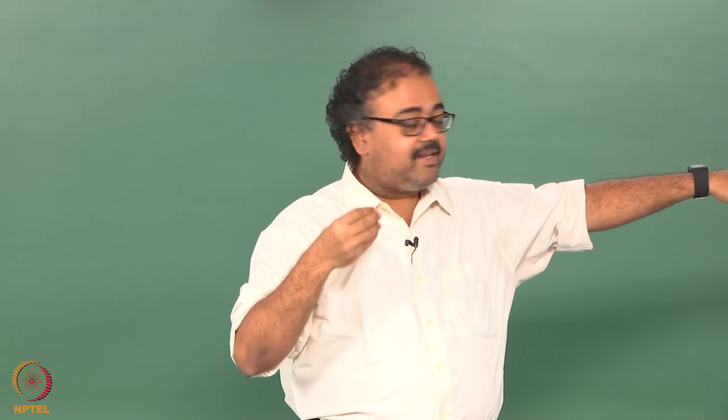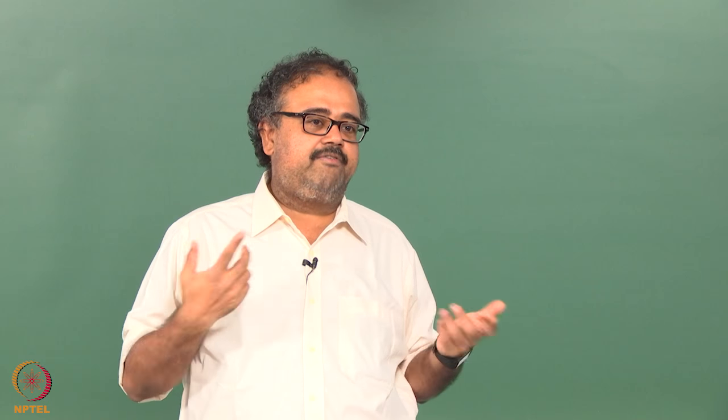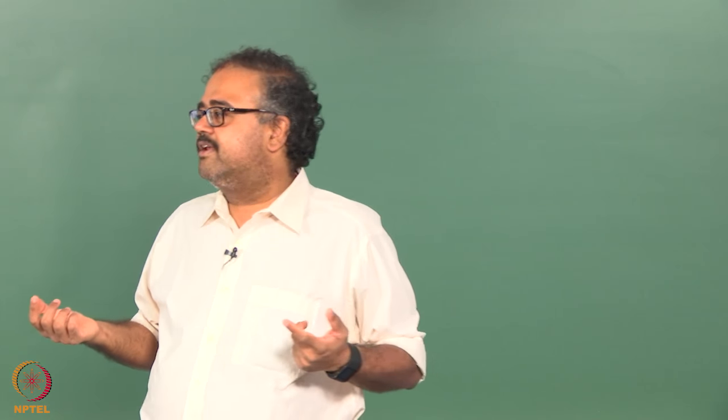Yeah, okay. So there is a note here. What does that note say? We have to assume it's an imperfect opponent, right? Otherwise, there's no point in trying to learn tic-tac-toe. Why? We'll always draw. And the way we have set up the game, you're indifferent between drawing and losing. So you learn nothing, basically. You'll not even learn to draw, okay?